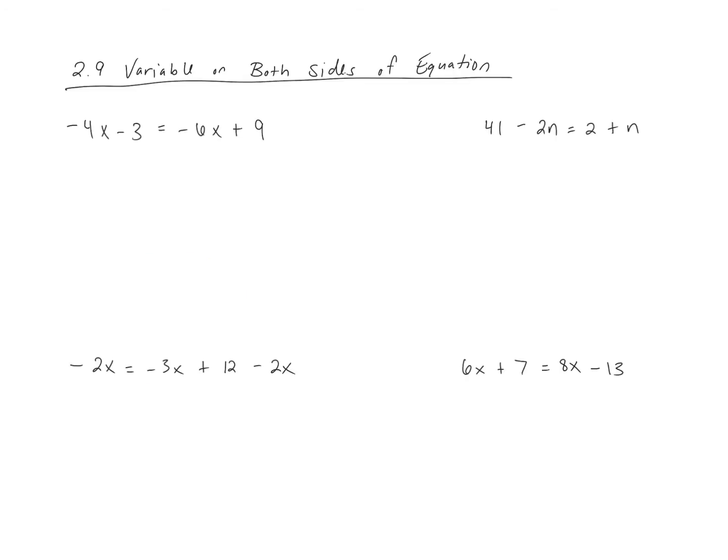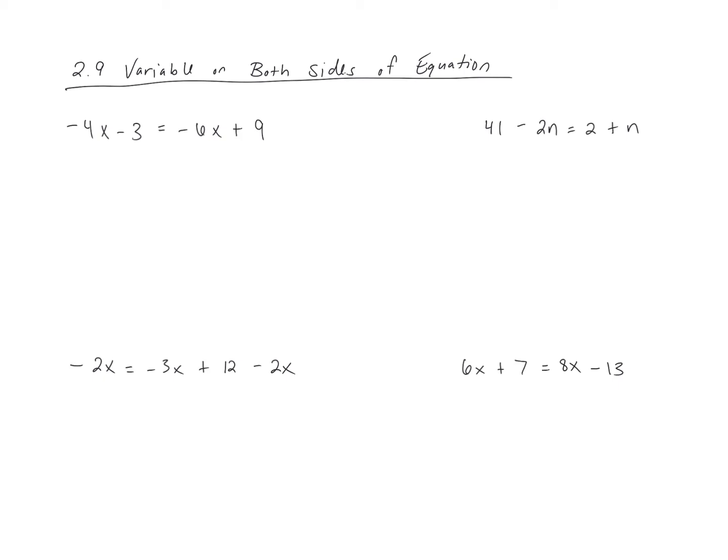Our next section is 2.9. We worked on this a bit yesterday, but I'm going to go a little bit deeper and get some more practice today. When you have variables on both sides of an equation. Now, if you already know this stuff, work on your speed, how fast you can do this correctly. So our first problem is negative 4x minus 3 equals negative 6x plus 9. Pause and solve this equation.